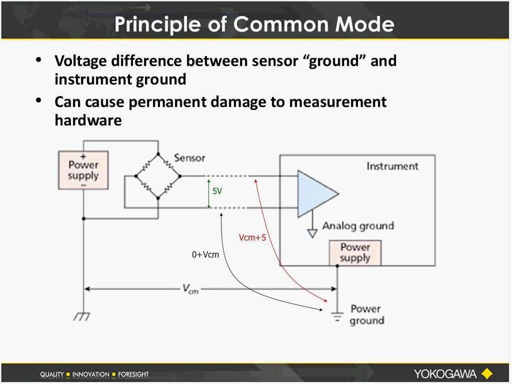In this case, it looks like the sensor is maybe a strain gauge or some kind of Wheatstone bridge, a load cell, and that sensor has a power supply. It's an active sensor. That power supply that's powering the sensor is grounded, and so is your instrument. If there is a voltage difference between those two grounds, that creates a common mode voltage. In other words, it's common because that voltage affects both the positive and the negative input of that channel, of that measurement.